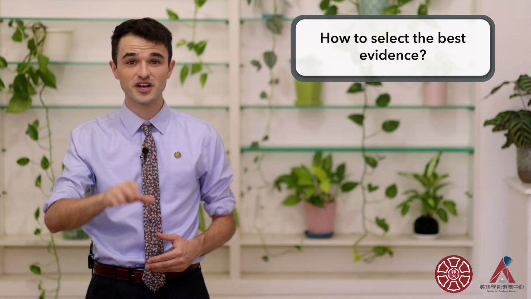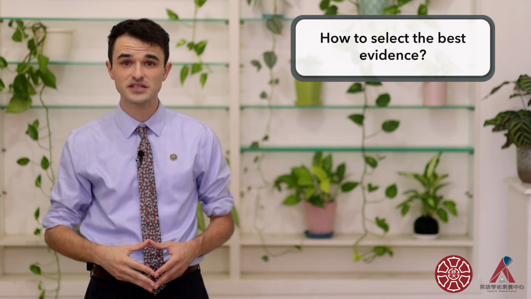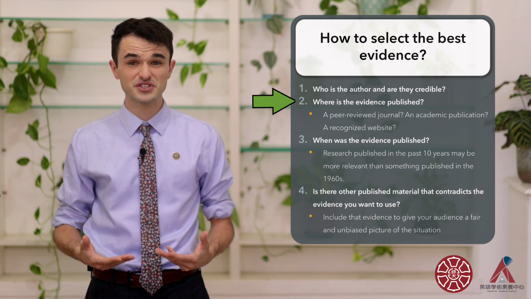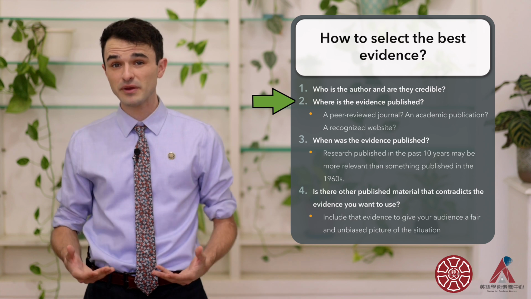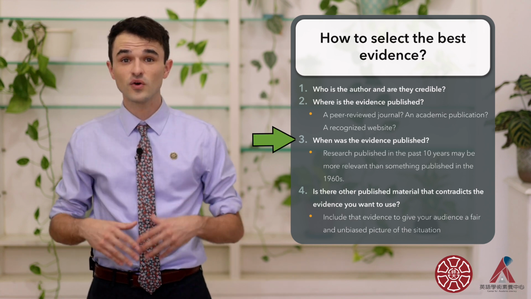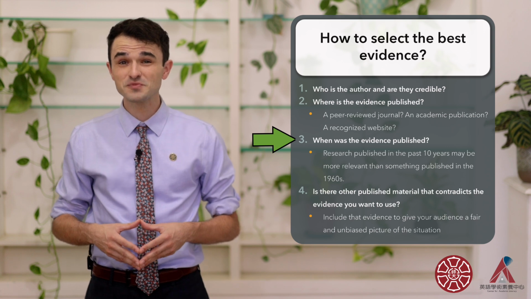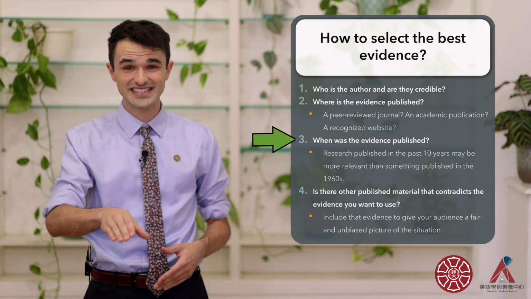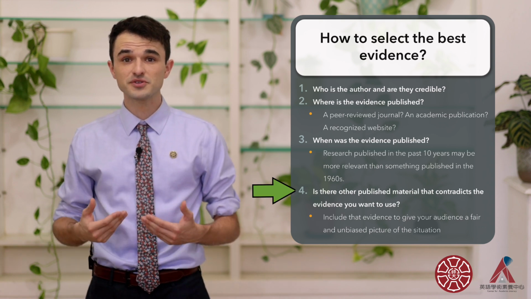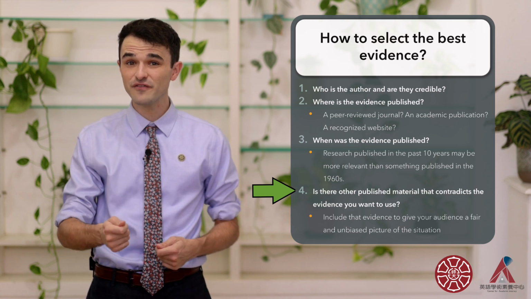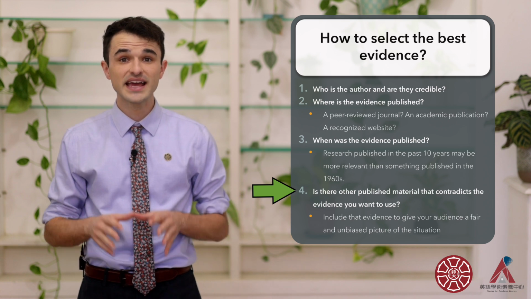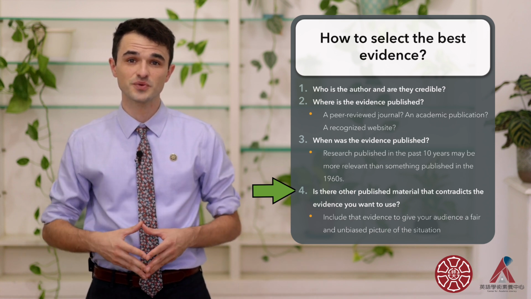How to select the best evidence? Here are some questions you should ask yourself when selecting your evidence for your presentation. Who is the author, and are they credible? Where is the evidence published? A peer-reviewed journal, an academic publication, a recognized website? When was the evidence published? Research published in the past 10 years may be more relevant than something published in the 1960s. Is there other published material that contradicts the evidence you want to use? If so, consider including that evidence to give your audience a fair and unbiased picture of the situation.